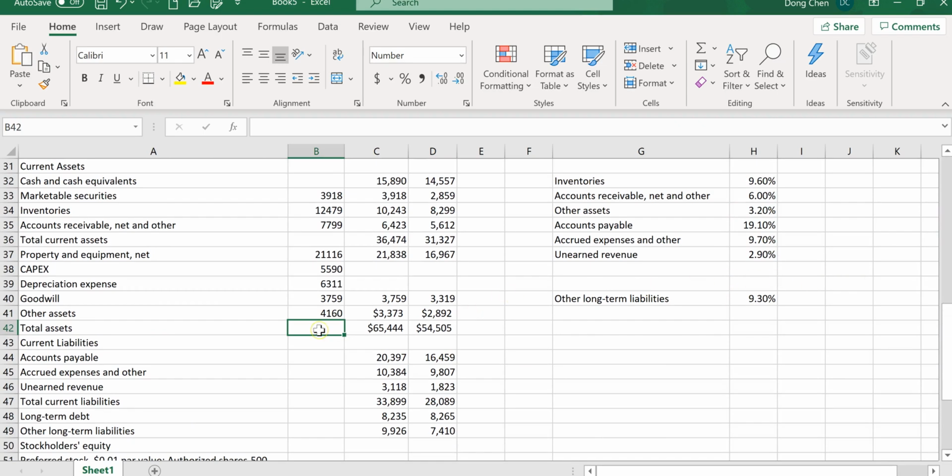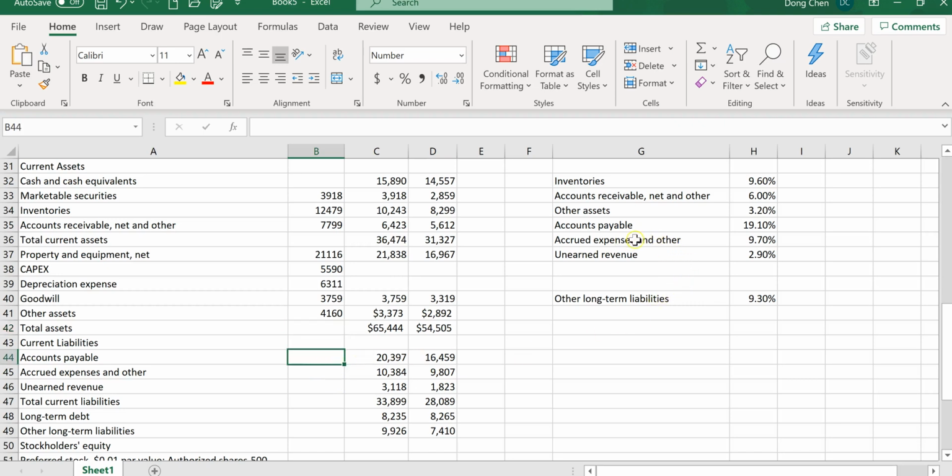So the total assets will be simply the sum of total current assets and all other items here. But the problem is that we don't know the cash, so we cannot right now calculate the total assets. So let's go to the liability section, and then accounts payable.